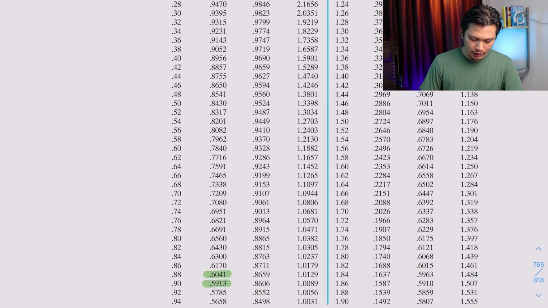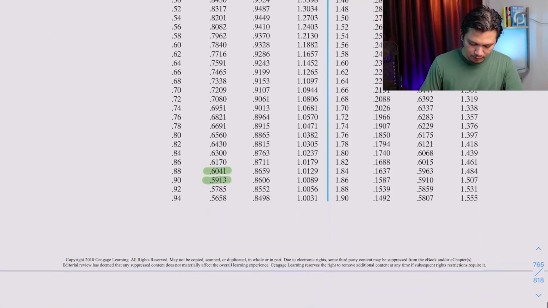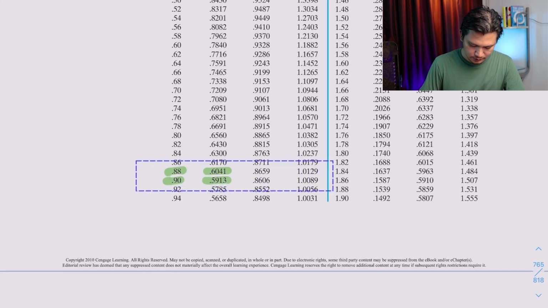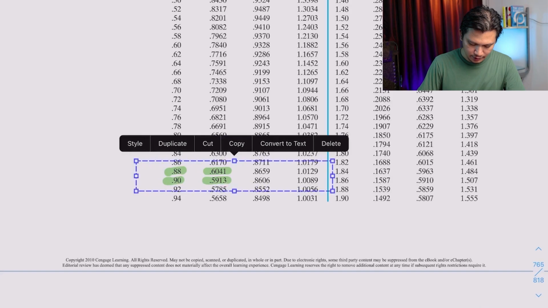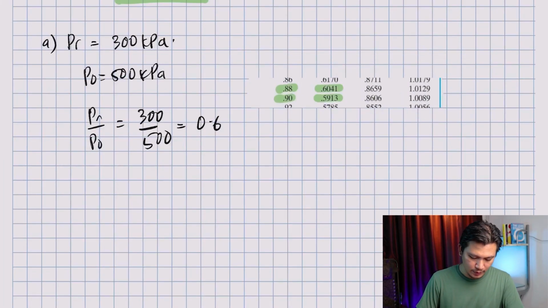Okay, and what we are looking for is the Mach number, right? And the Mach number should be between 0.88 and 0.9. Now what you need to do is the usual interpolation method. So I'm going to copy these values, so we don't have to go back and forth. Okay, so these are the values. And now what we need is the Mach number.